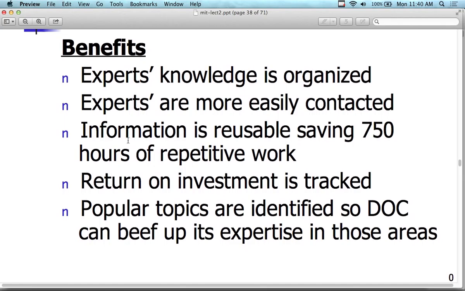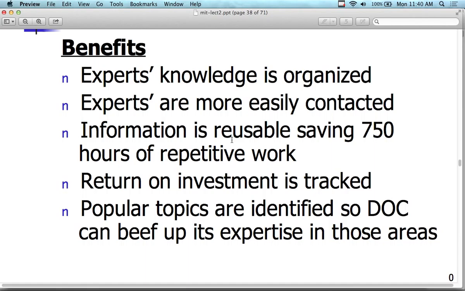Or let's say, for example, we don't have a trained medical physician behind the counter. We have a receptionist. She's got the knowledge, it's in the system. The knowledge is there. And then the information is reusable, saving 750 hours of repetitive work. You don't have to look at every single case over and over again. It's all the same.